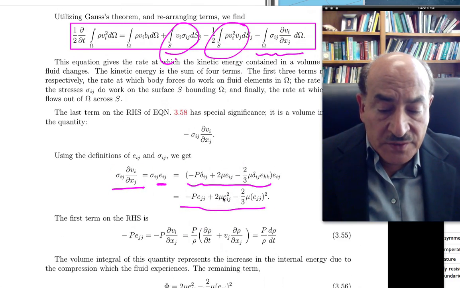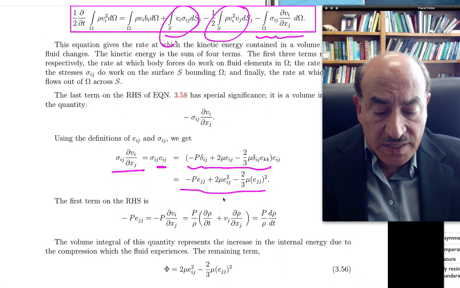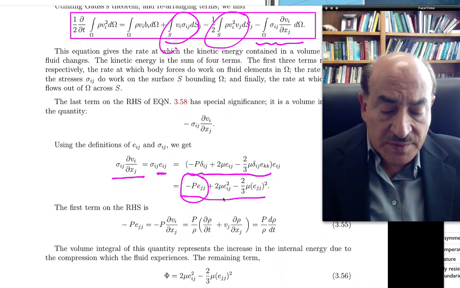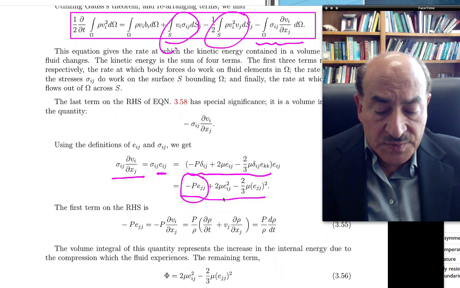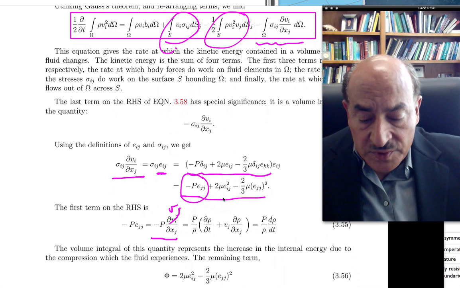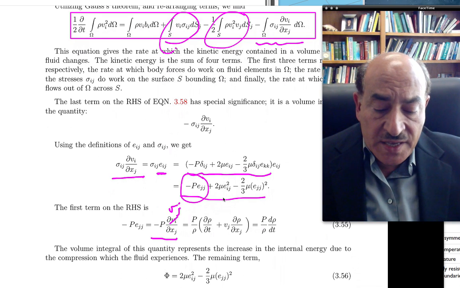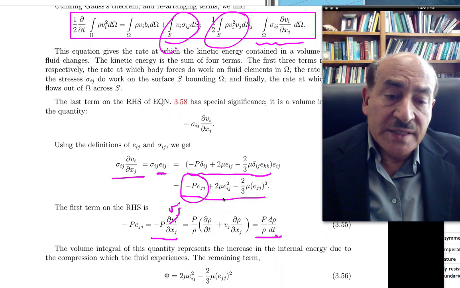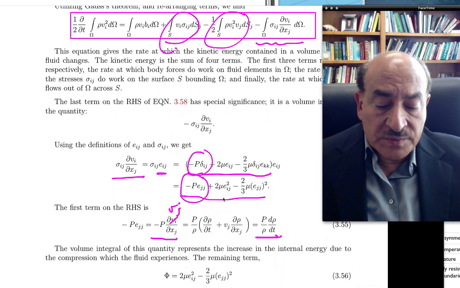And the first term on the right hand side, which is this term here, is minus p times Ejj, and is obtained as follows. Minus p times Ejj is dvj by dxj, and the dvj by dxj is the rate of change of the volume. So we get 1 over rho d rho by dt, and that replaces the first term on the right hand side.